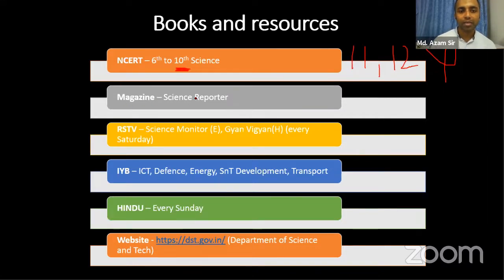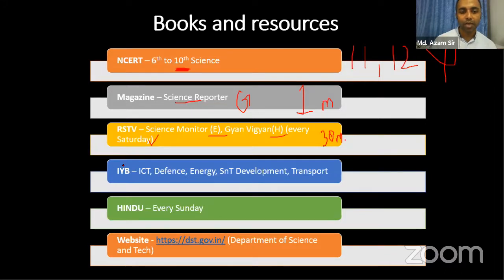With respect to a magazine, there is a very useful magazine called Science Reporter. It is published by the government, so you can refer to it. It comes once a month. With respect to news agencies, you can refer to Rajya Sabha TV. Every Saturday, there is a program called Science Monitor in English medium, and Gyan Vigyan in Hindi medium. You can definitely refer to this also. It is a 30-minute program, just 30 or 35 minutes.